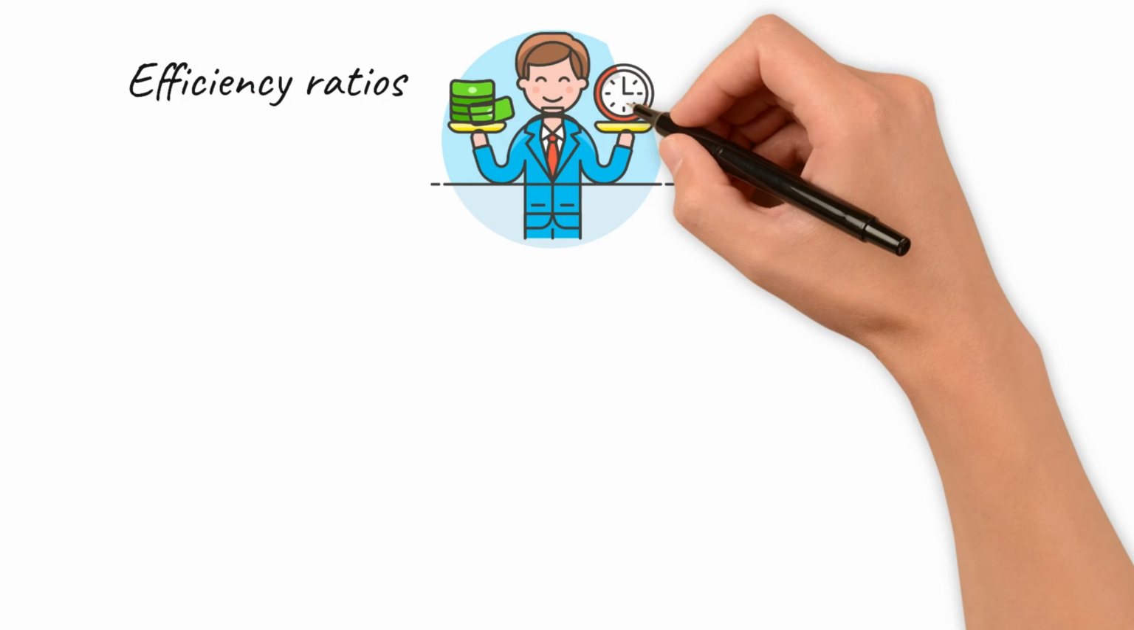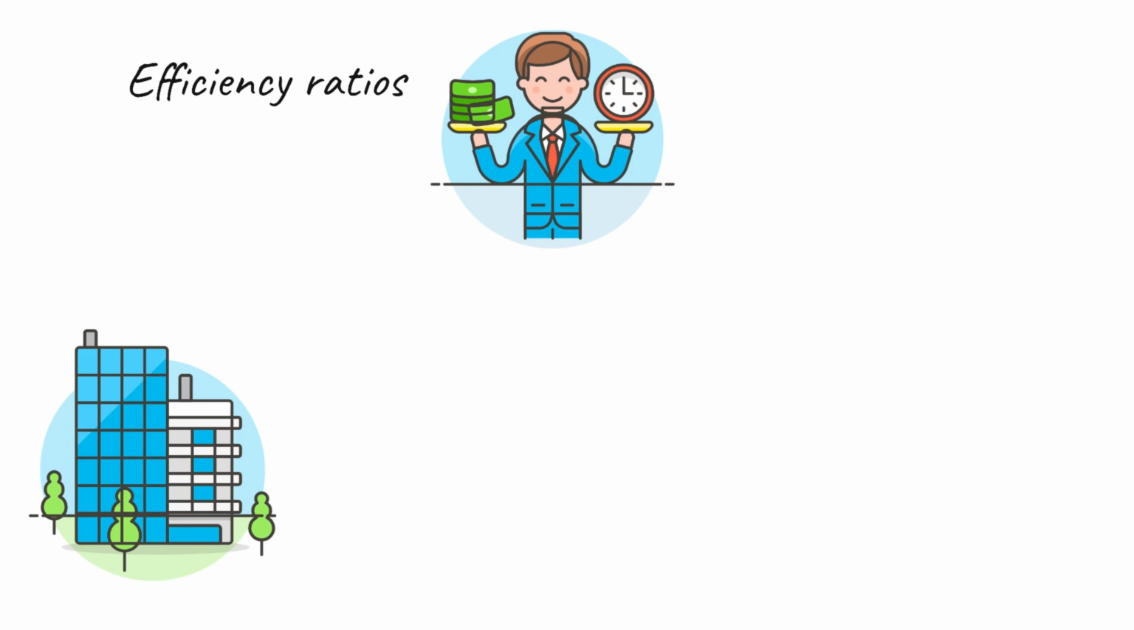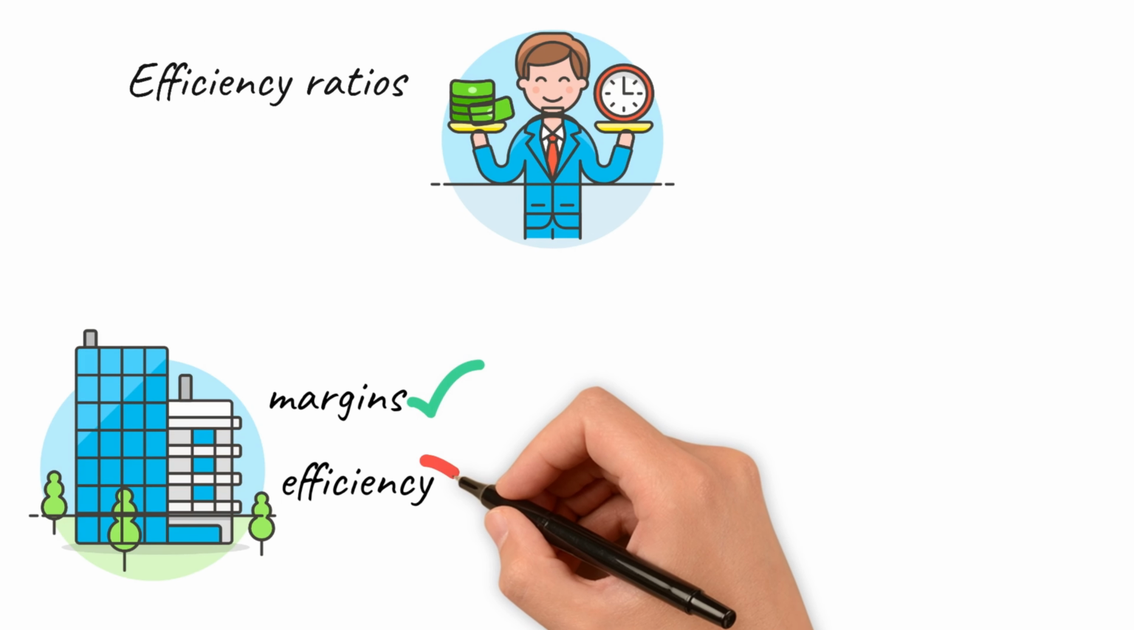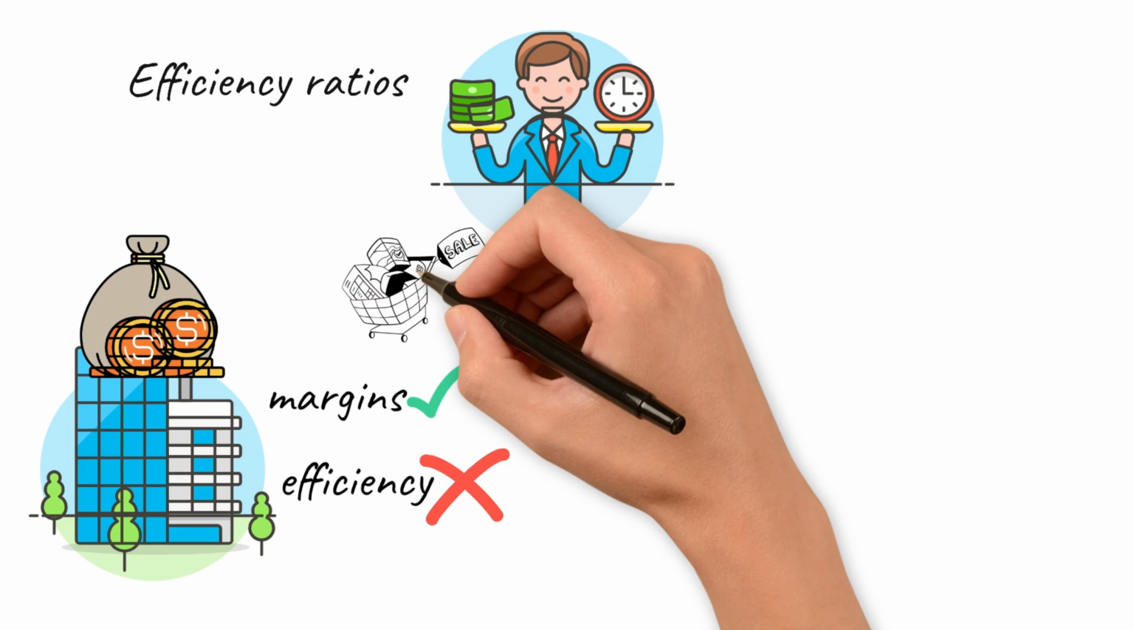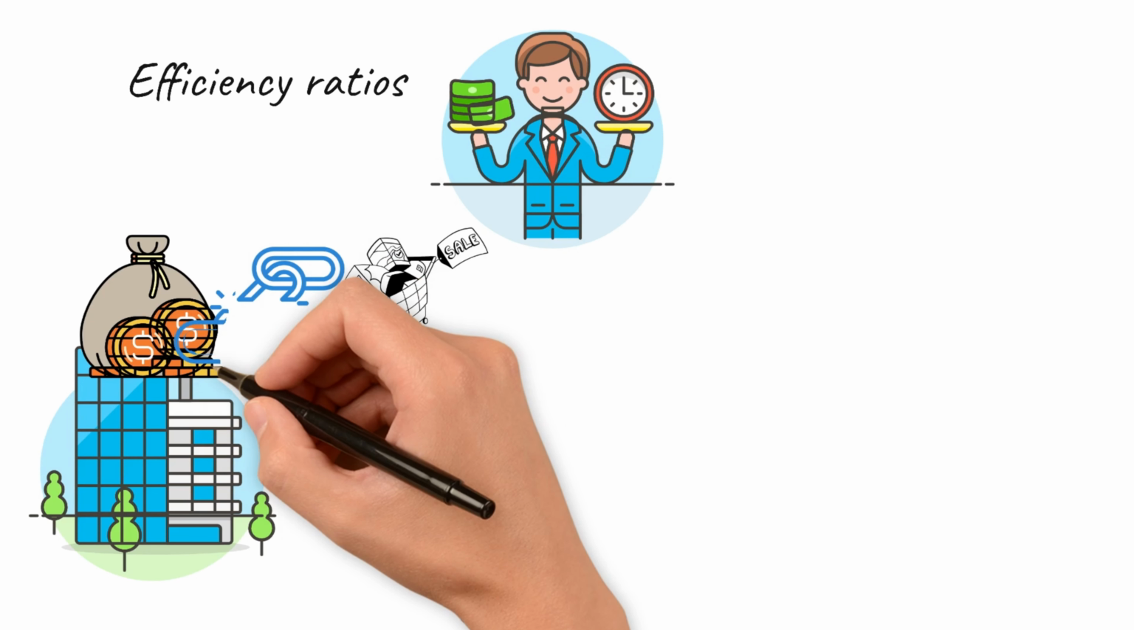Efficiency ratios are about speed. How fast does this company turn its resources into revenue? A company can have great margins but terrible efficiency, meaning it ties up enormous amounts of capital just to generate each dollar of sales. That's a structural weakness that compounds over time.